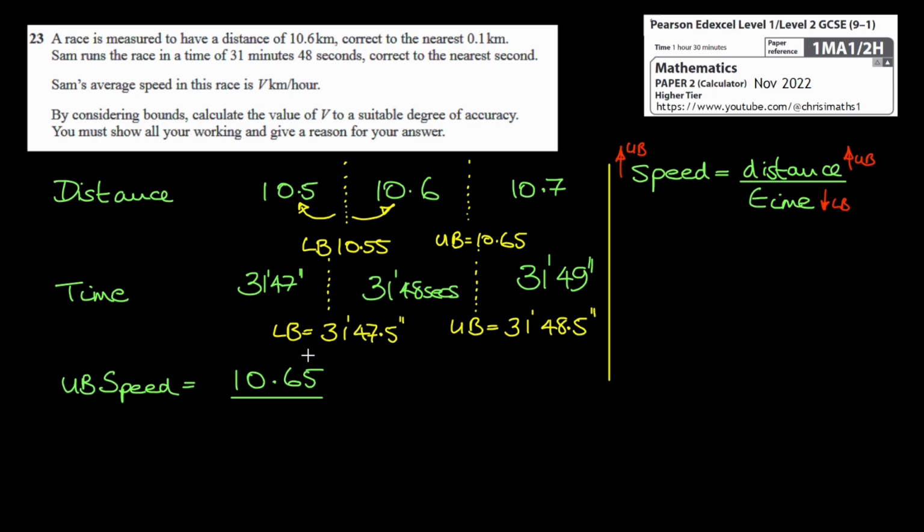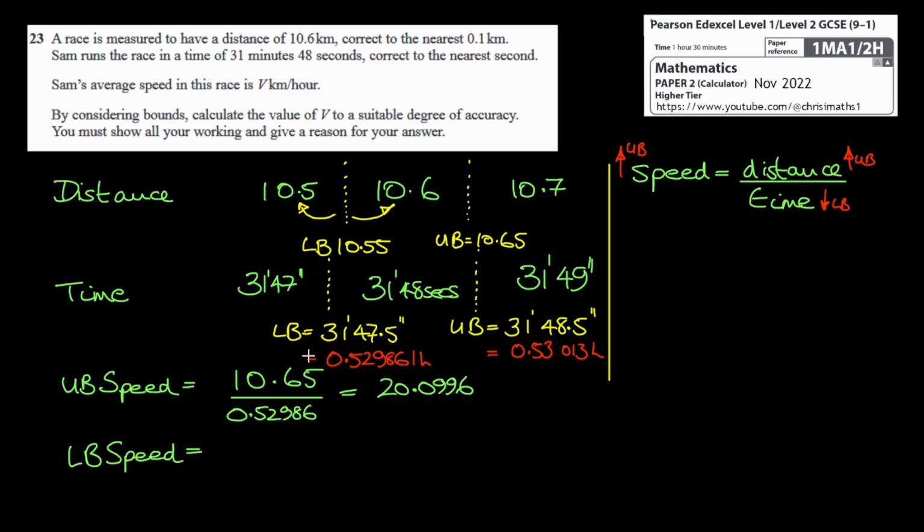And the lower bound in hours, if you work it out on a calculator, is 0.529861 hours. And the upper bound, if you work it out again on a calculator, is 0.530013 hours. So, as I say, using the lower bound, this is 0.52986. And this turns out to be 20.0996.